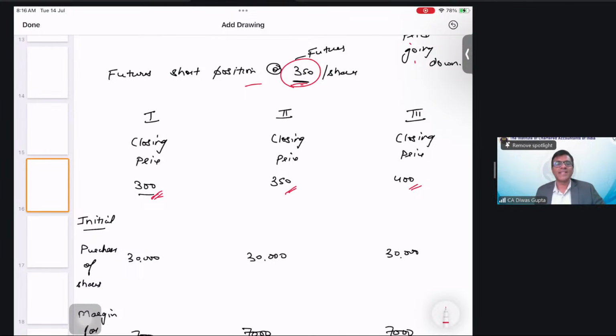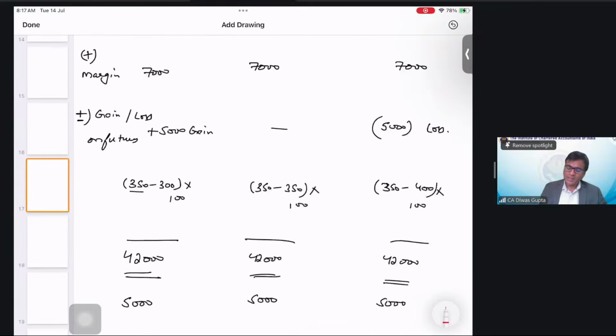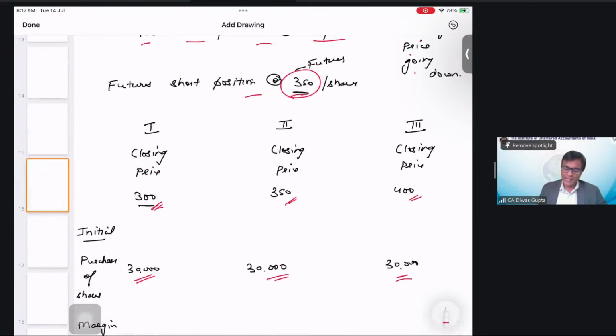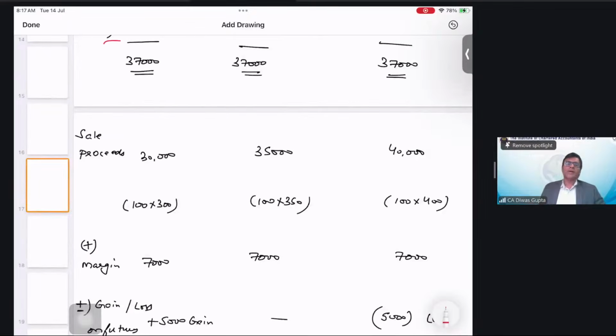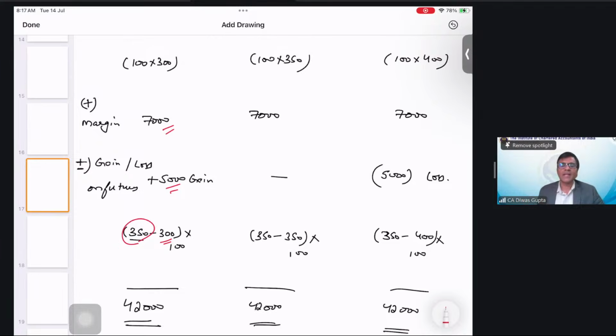So the first one can be, let's say, the closing price is 300. I have purchased at 300 initially in all the cases. Then the margin money I have to deposit for entering at 350 rupees for 100 lot size at 20%, let's assume, is 7,000. So initially I'll end up paying 37,000 rupees as the overall initial cash outflow. Then sale proceeds, in case the price is 300, I will get back 30,000, right? On the futures, I will gain 50 rupees. Reason being, I have entered at 350. Today, the price is 300. It has gone down. That means I will gain 50 rupees. And here there will be a gain on futures of 5,000. I will get my margin money back, right? So that means I will get 42,000 rupees in my hand.